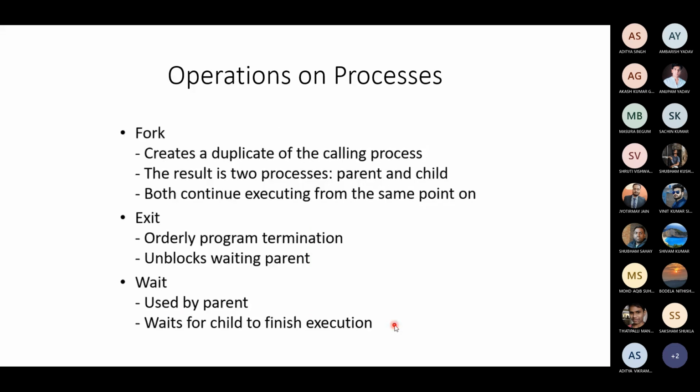Okay, so let me conclude that. Fork will duplicate the calling process, resulting in two processes, parent and child. Both will continue executing from the same point at which fork was called. Exit is an orderly program termination, which unblocks the waiting parent. Wait is used by the parent to wait for the child to finish its execution. These are a few important operations on processes you need to be aware of.